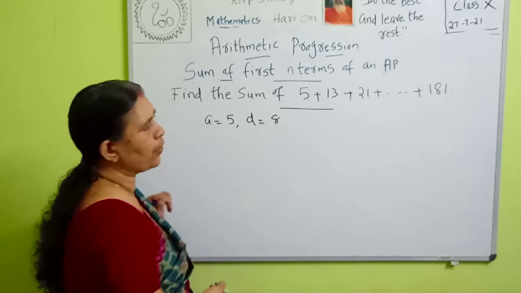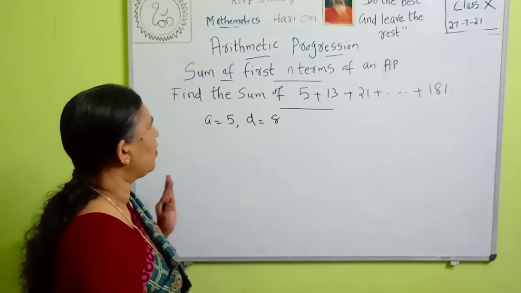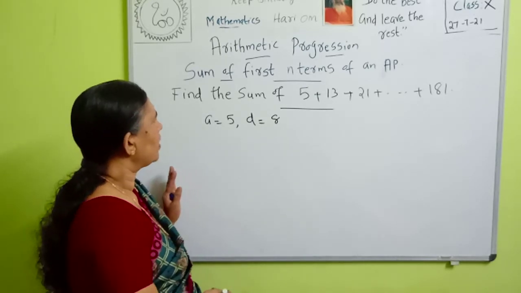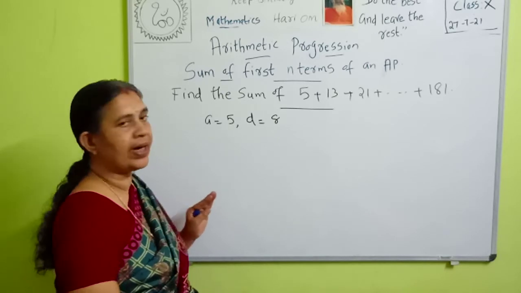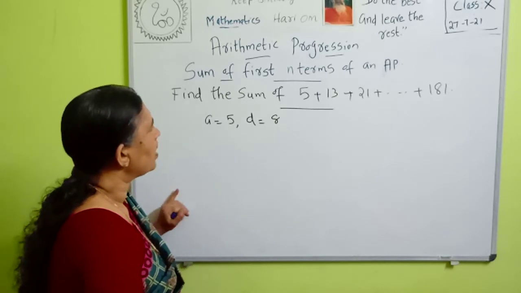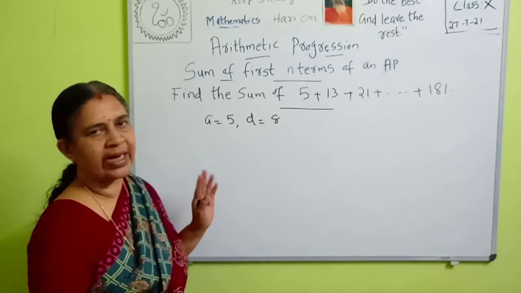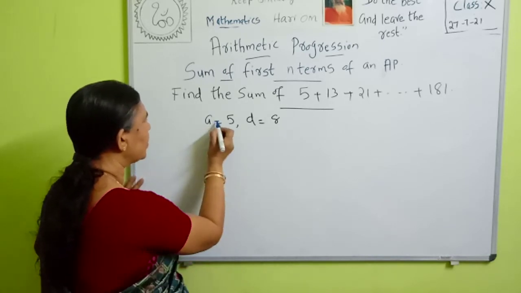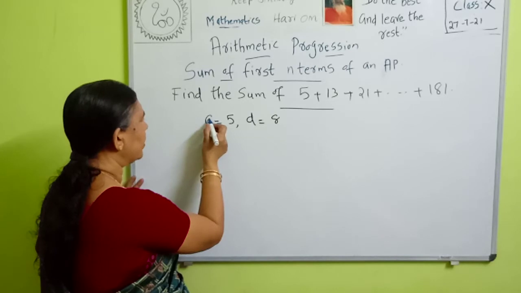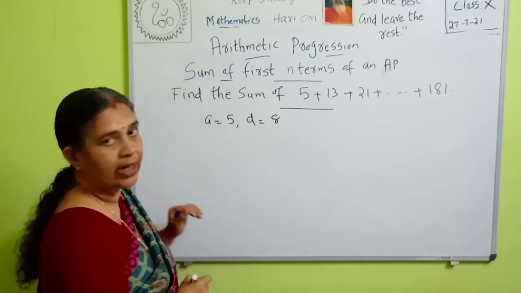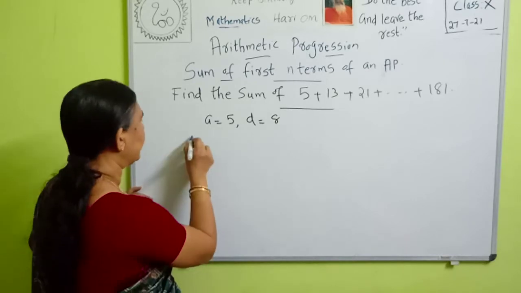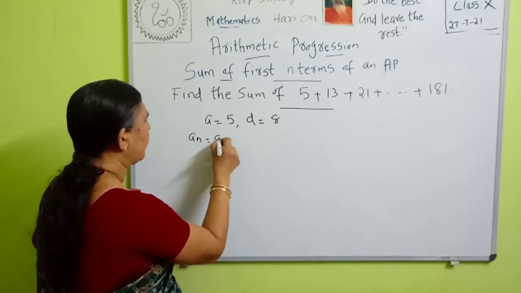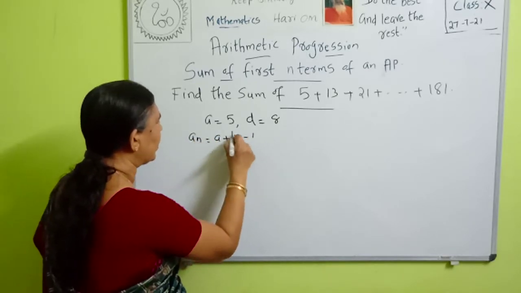Then N is not given here. You are asked to find the sum of 5 plus 13 plus etc. up to 181. Here N is not given. First we can find the value of N. Then which formula do we use? Here N is not given, so we can use the formula An is equal to a plus n minus 1 into d.